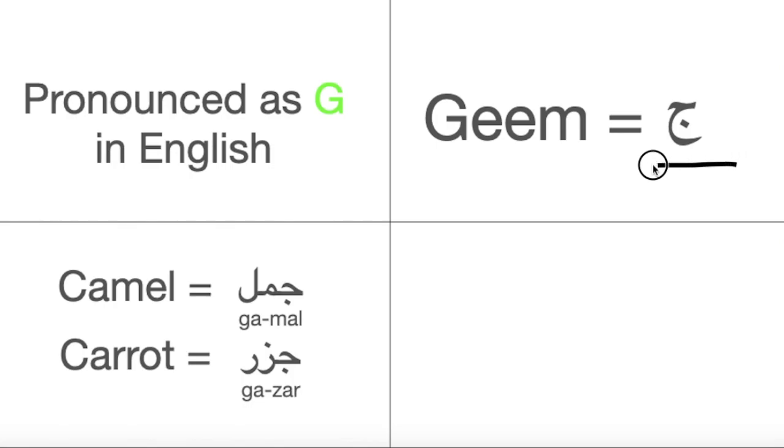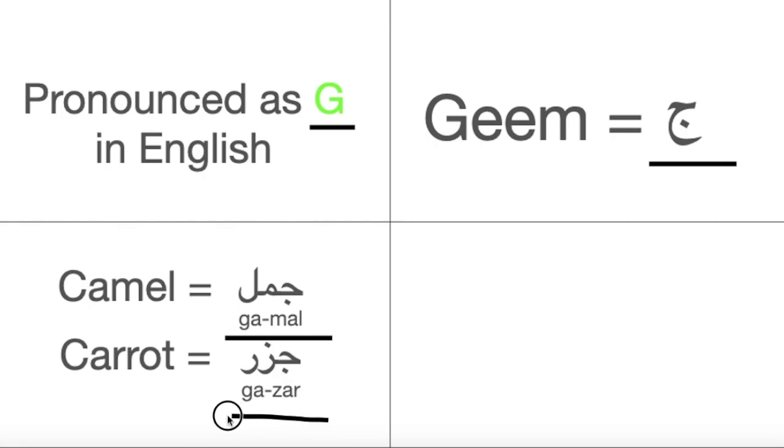Gim. Gim is pronounced as G in English. G, G, G. The two words here that start with Gim are Gamal. Gamal means camel. Gim, Mim, Lam.